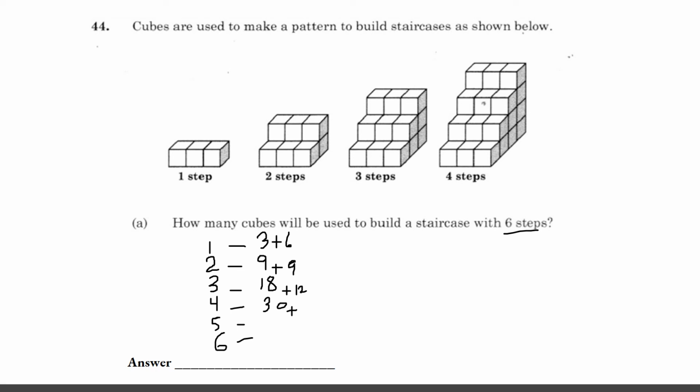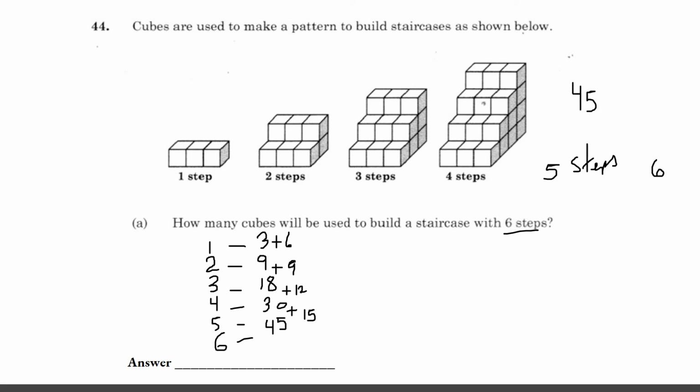How much do you think we have to add to 30 to know how much we need for the fifth stairs? We need to add 3 to 12, and that will be 15. So the number of cubes for 5 steps is going to be 45 cubes.